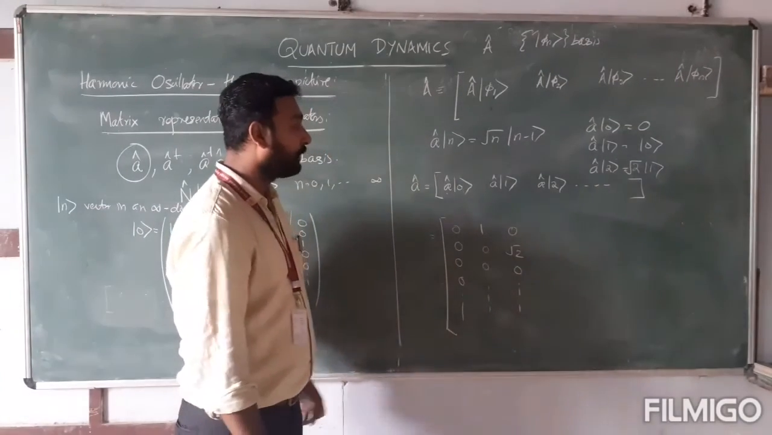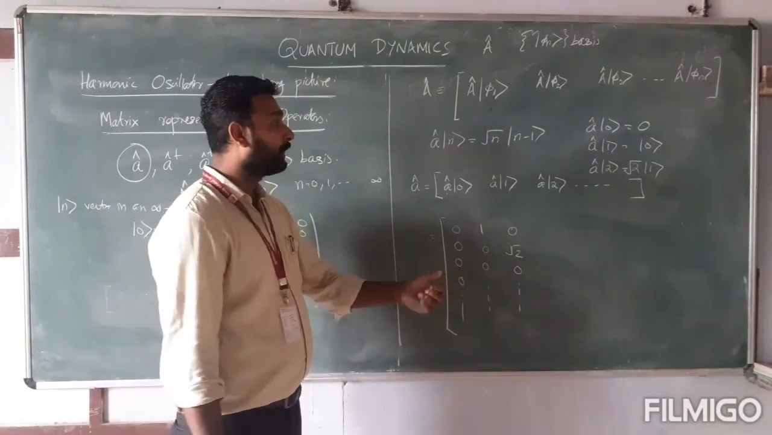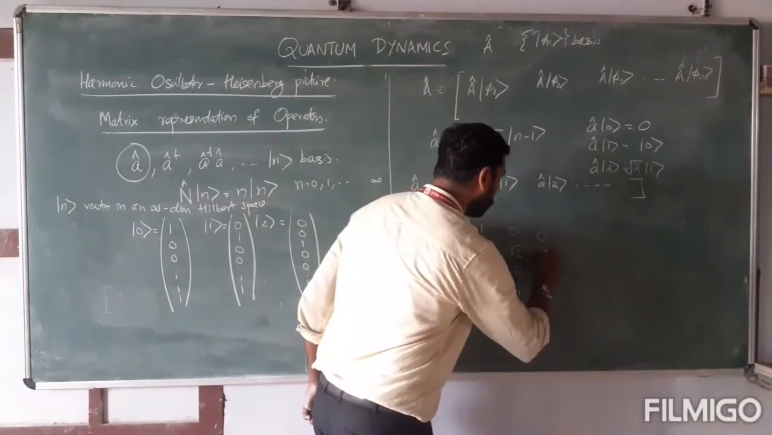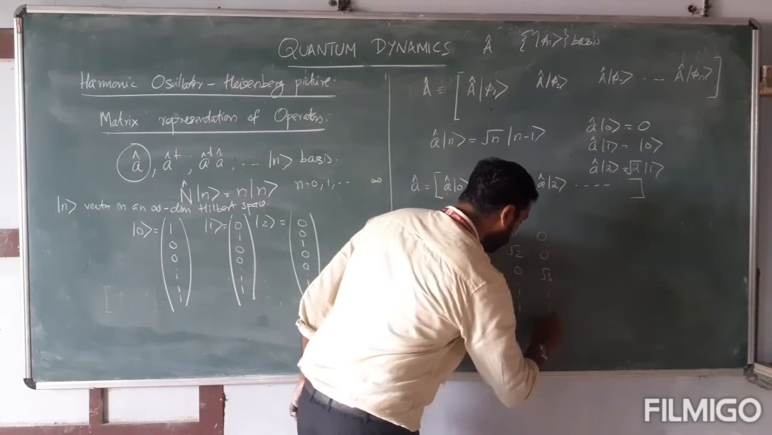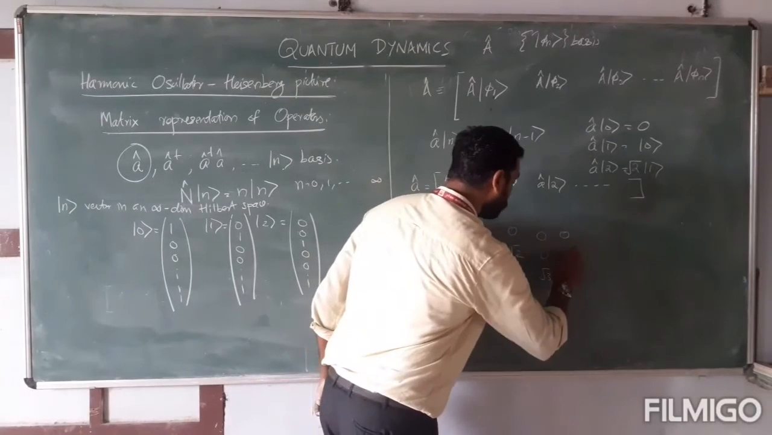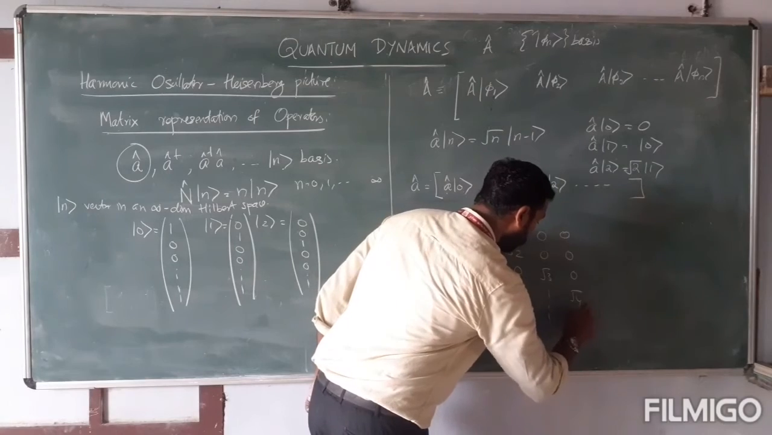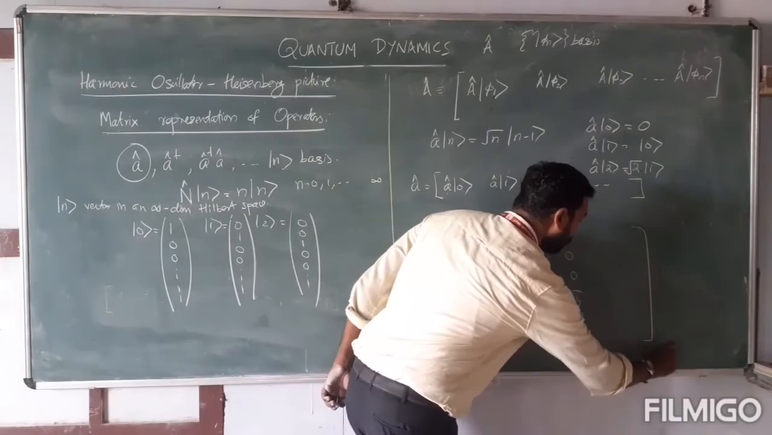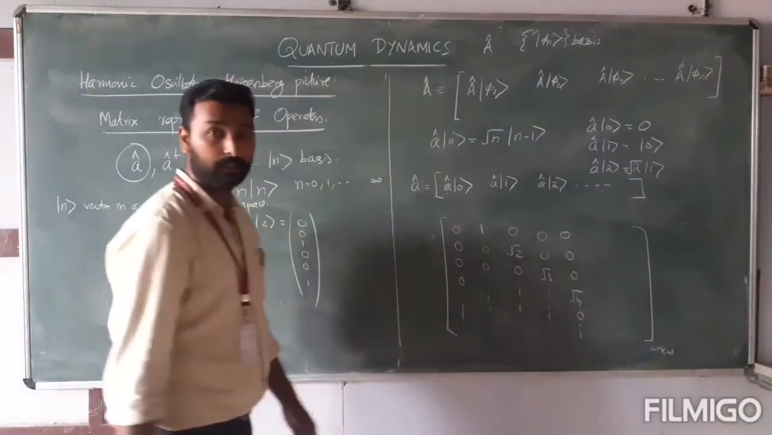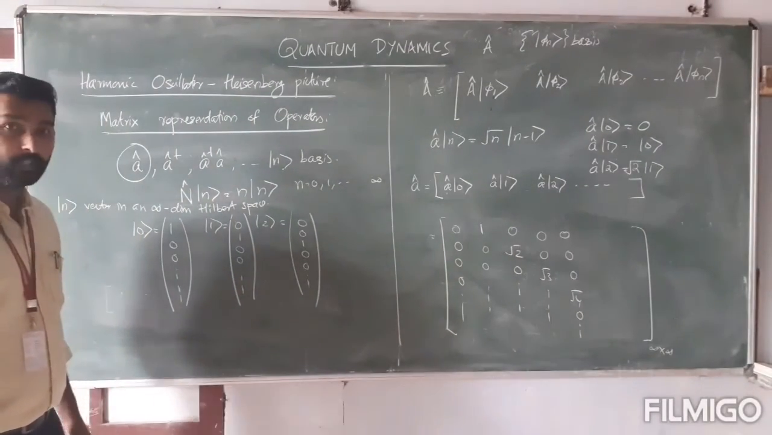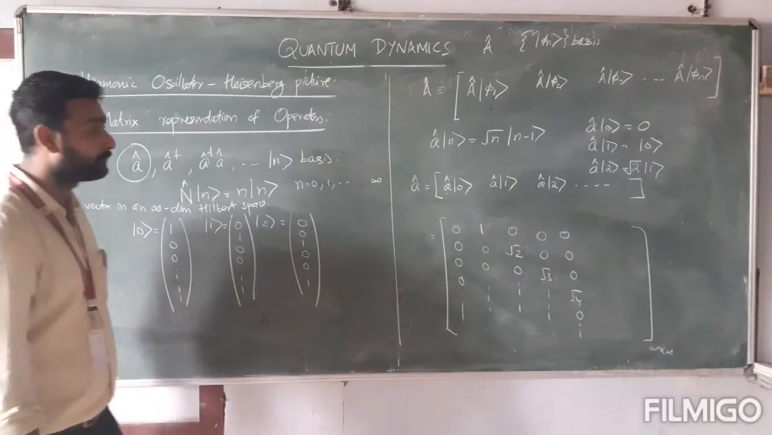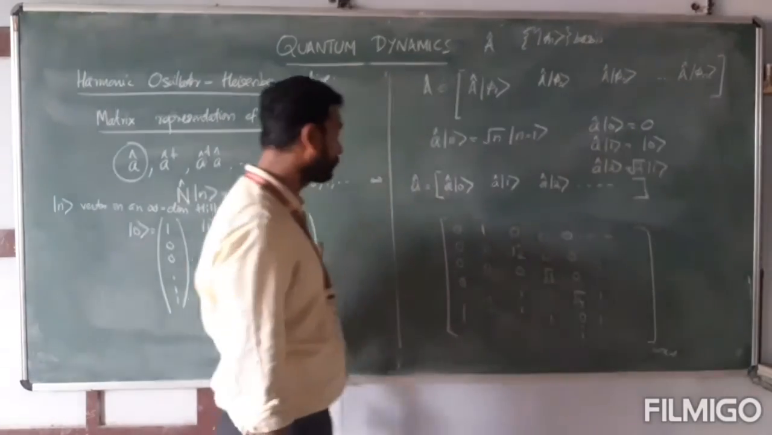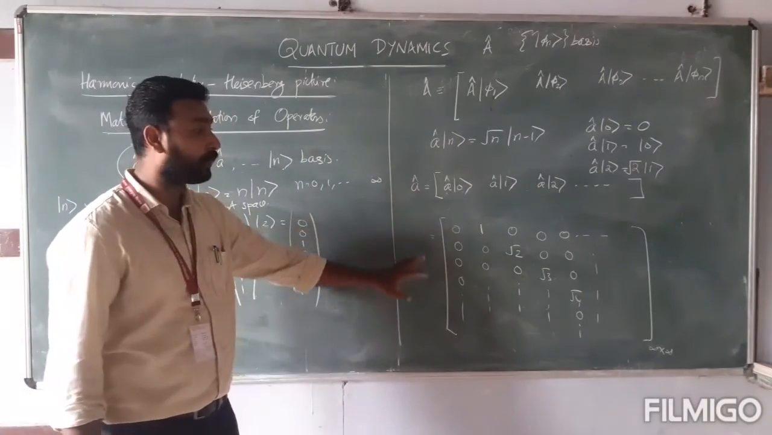So can you guess what would be A acting on ket 3? A acting on ket 3 would be root 3 times ket 2, so this will be 0, 0, root 3, etc. The next would be 0, 0, 0, root 4, etc. So it will be infinite. It will be an infinite dimensional square matrix. So this will extend up to infinity. So this is the matrix representation of operator A.